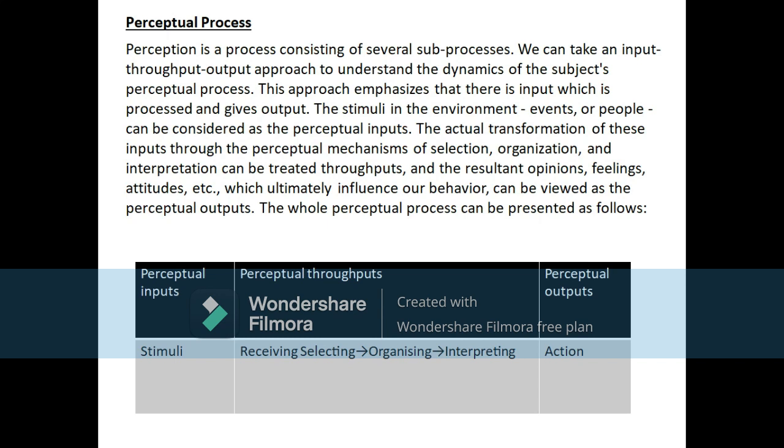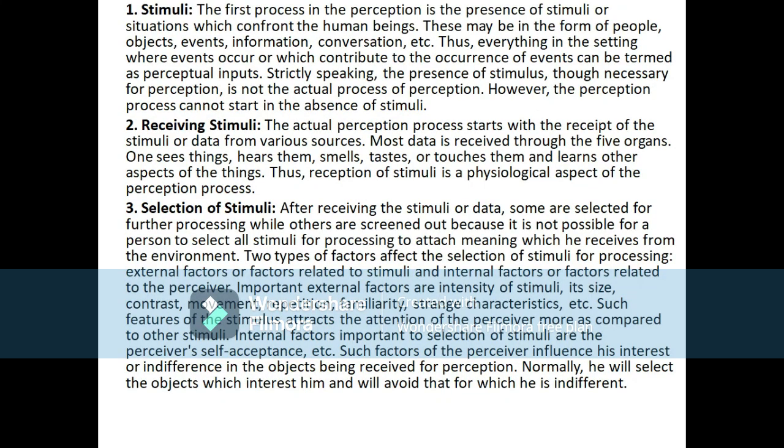Under perceptual inputs we will study stimuli. What does stimuli mean? As I said before, stimuli is nothing but data we are collecting from the external environment. The data may be in the form of a place, an object, a person. Anything the data may be, that is known as a stimulus. So the first process in perception is the presence of stimuli or situations which confront human beings. First of all, he should have a stimulus.